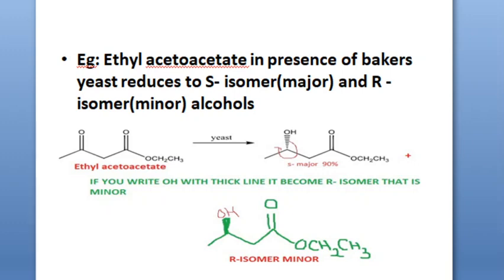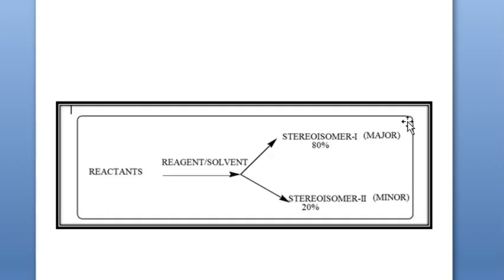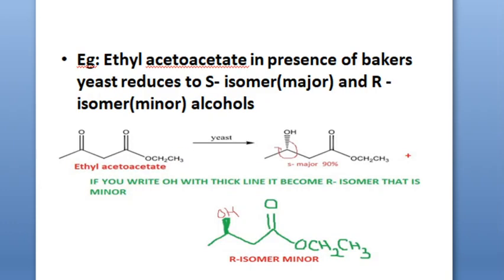And the same one you have written here: reactants are converting into products, where one of the products is major, that is, one stereoisomer is major. As you get one of the stereoisomers as major, you call that product stereoselectivity. That is what we have shown here also, that one of the stereoisomers is majorly formed. Okay, thank you.